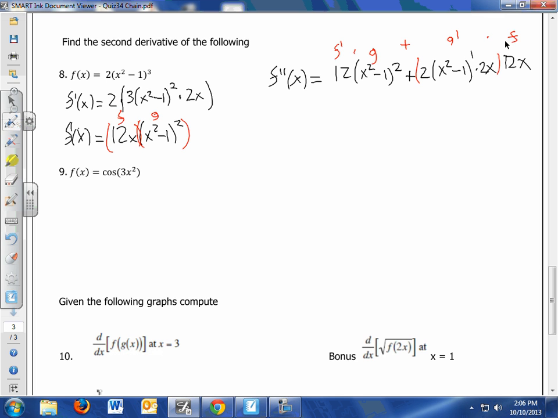Okay, now again, this is a second derivative. This is a good answer, but an easy simplification that you'll be responsible for knowing how to do is to potentially just leave this like that, but multiply the 2x and the 12x together. So that's 4 times 12 is 48, and x times x is x squared. So it's 48x squared times x squared minus 1.